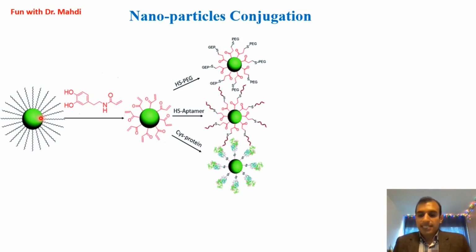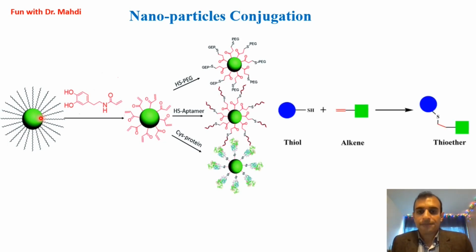For this purpose, we would like to use click chemistry. Which type of click chemistry? We would like to use thiol-ene. Thiol-ene is a type of click reaction. It's a reaction between thiol and alkene. We already attached alkene on the surface of the nanoparticle. In the next step, we would like to connect a biomolecule.